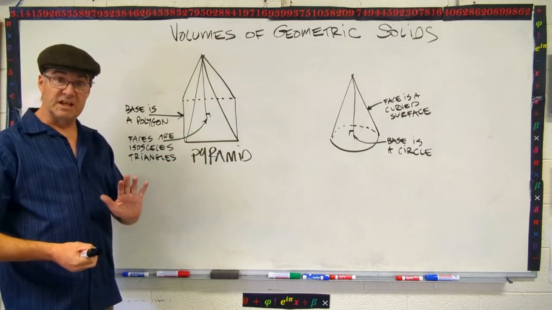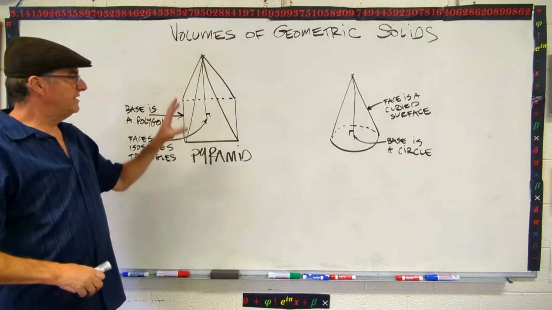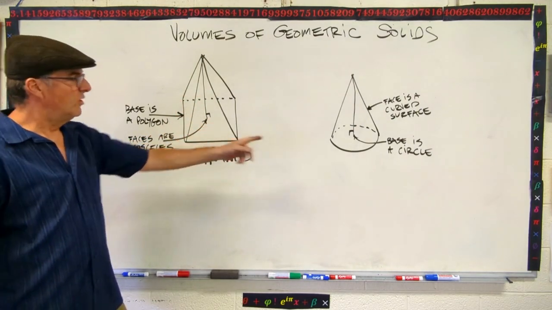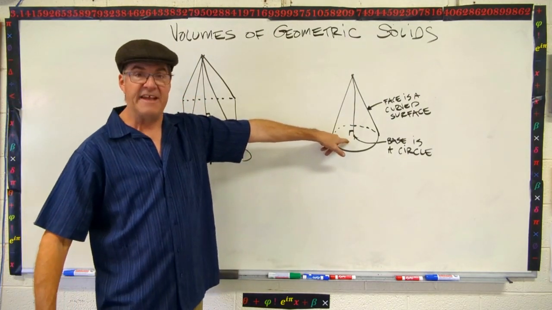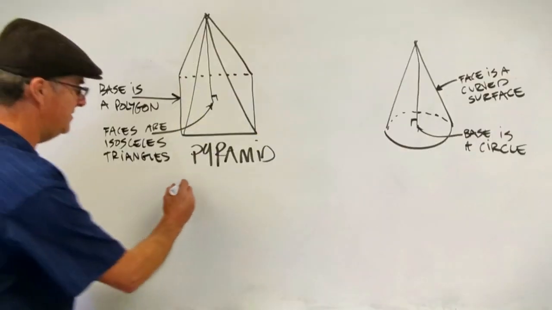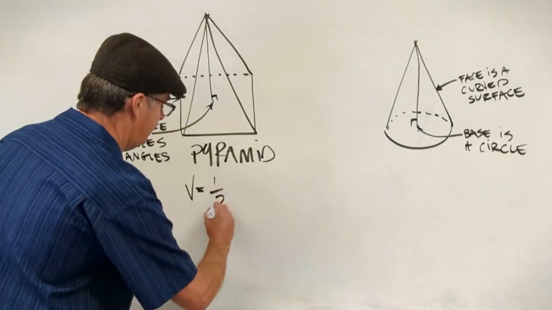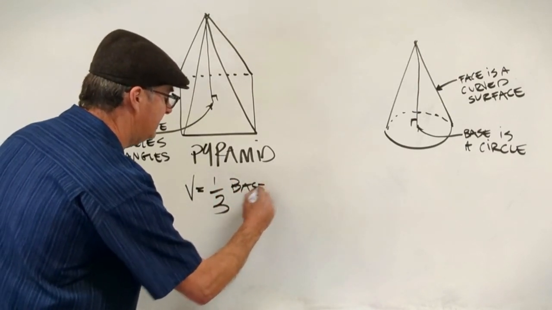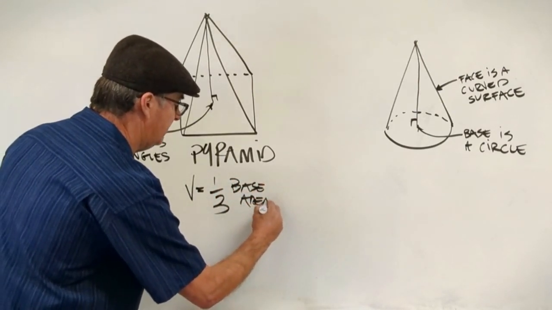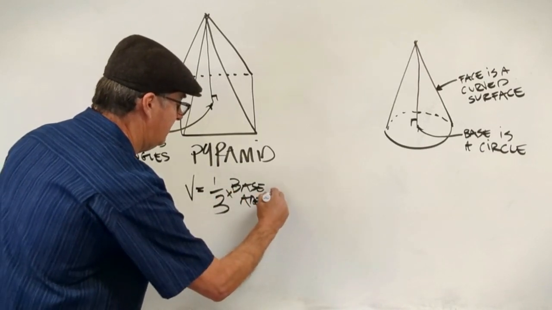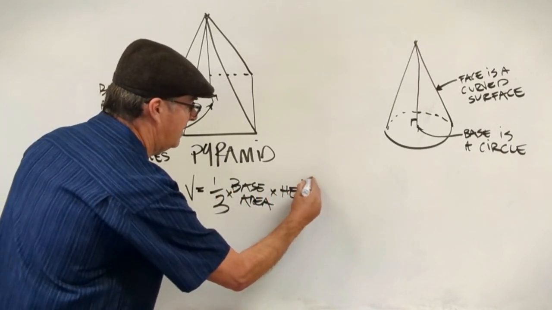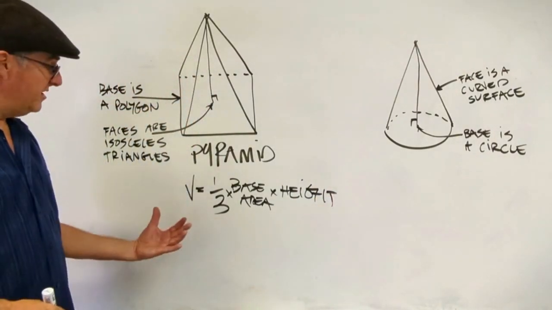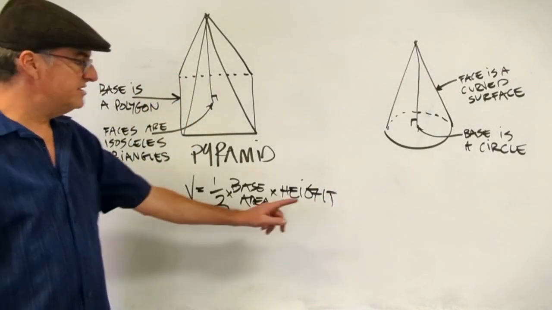All right, so the formulas are going to show that the volume of these are less than their corresponding prisms or the corresponding cylinder to that. So the volume is just going to be 1/3 times the base area times the height.